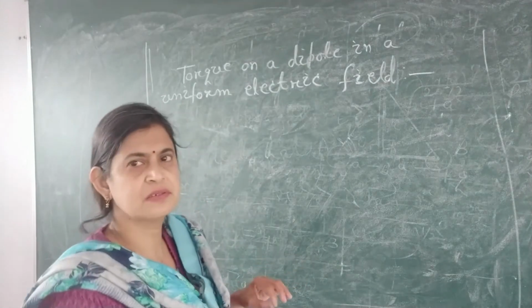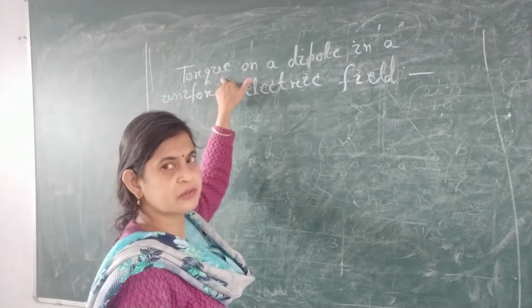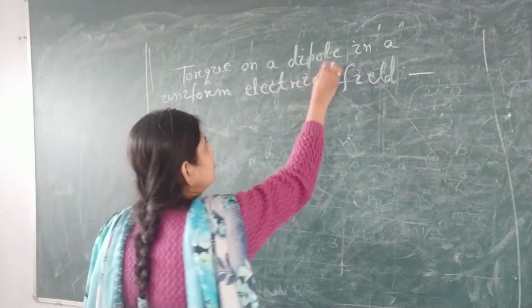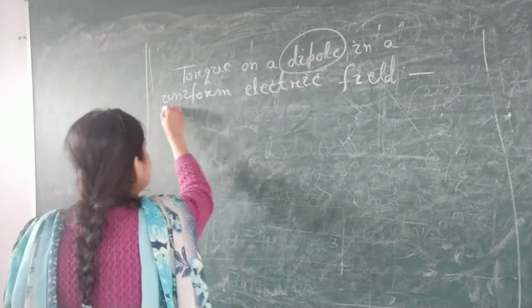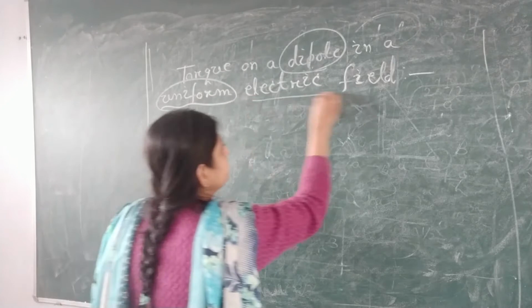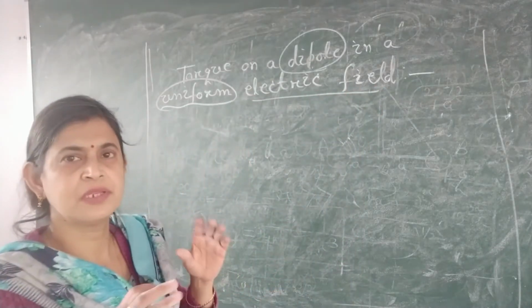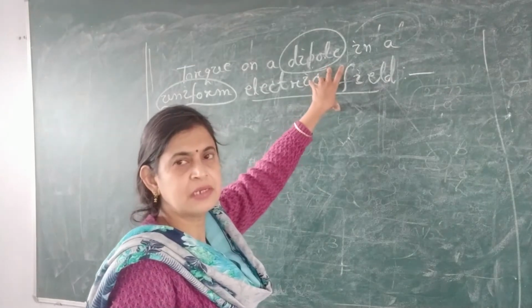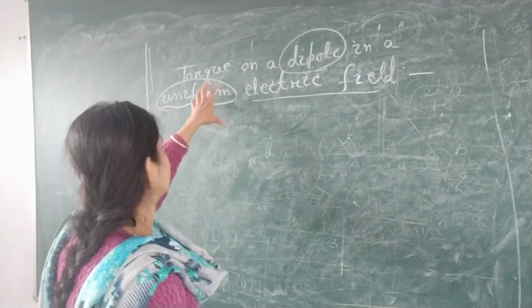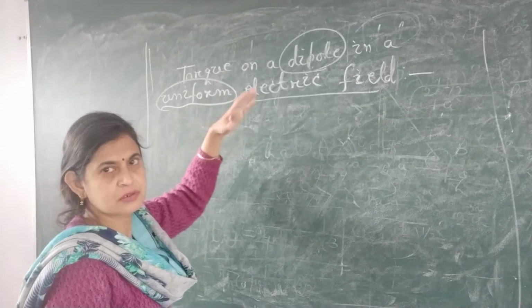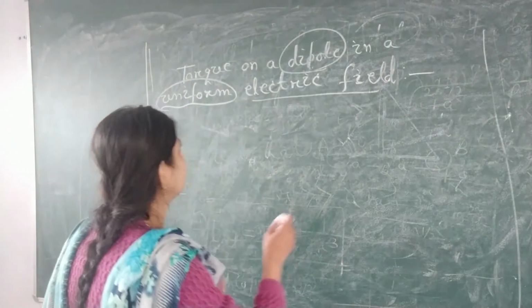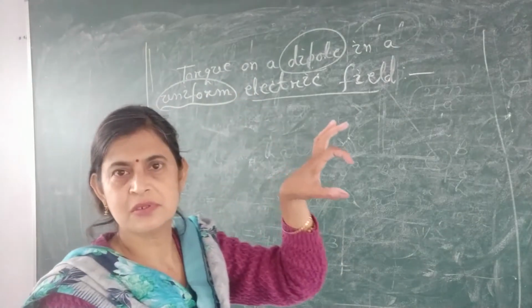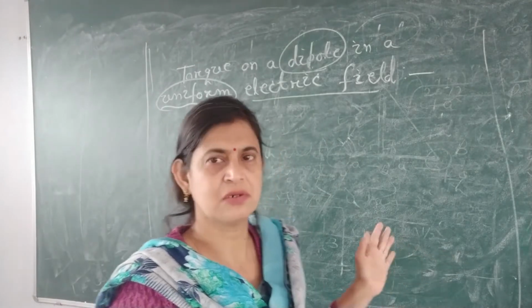Now we will discuss the torque on a dipole in a uniform electric field. That means when a dipole is placed in a uniform electric field, what will be the value of the torque or force? First you have to find out the amount of force, then we can calculate the torque.